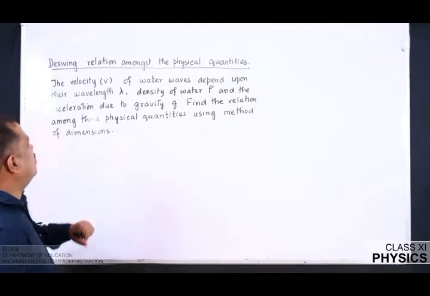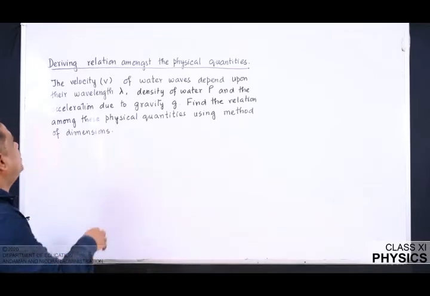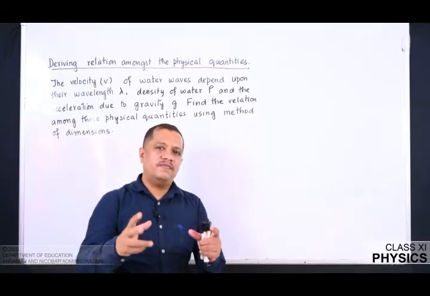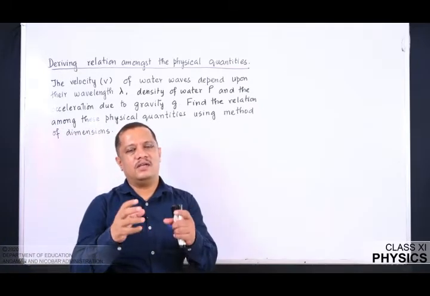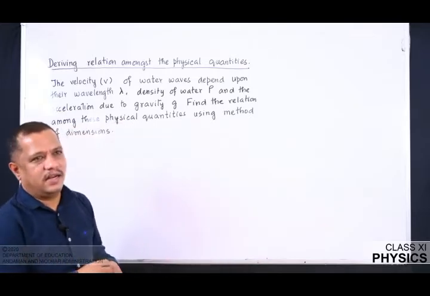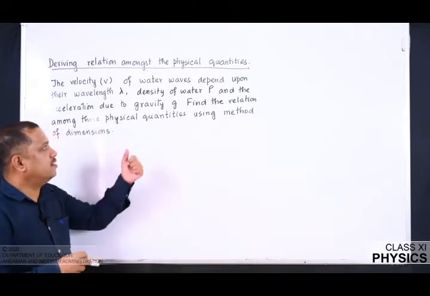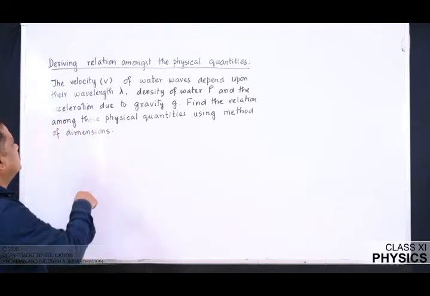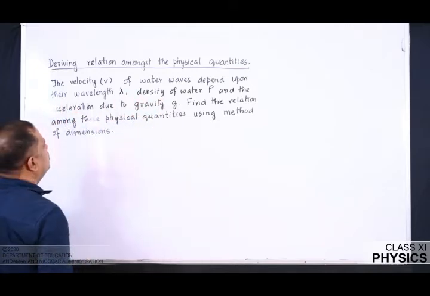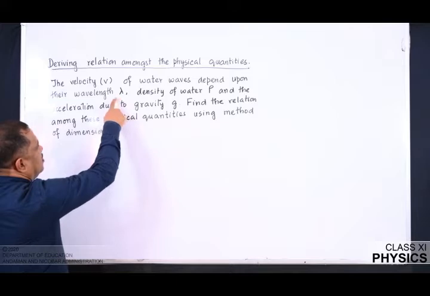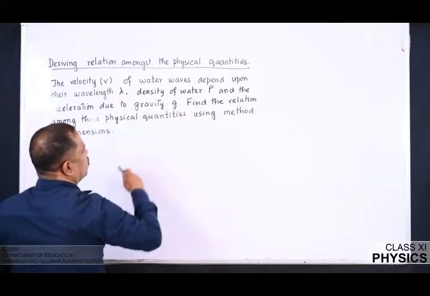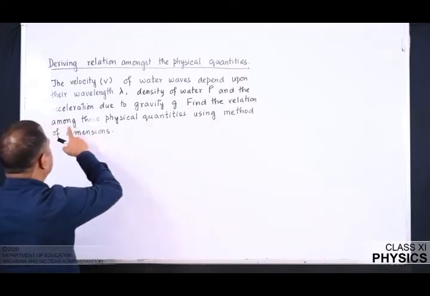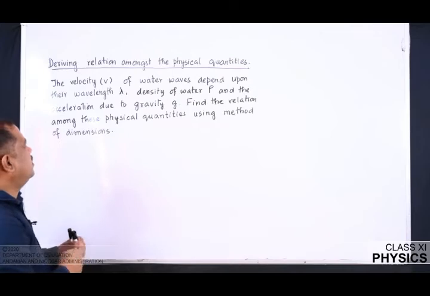So, the next application of the method of dimensions is that we can use it to derive a relation among the different physical quantities that are involved in any physical event. Let us try to understand how to use the method of dimensions to derive a relation using one problem. The problem says that the velocity of water waves depends upon their wavelength lambda, density of water rho, and the acceleration due to gravity g. We have to find the relation among these physical quantities using the method of dimensions.